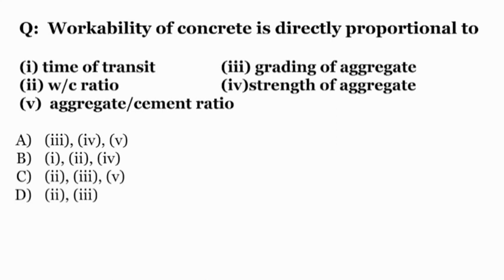Workability of concrete is directly proportional to: option 1, time of transit, that is not correct. Option 2, water cement ratio, that is correct. Option 3, grading of aggregate, that is also correct. Strength of aggregate, it does not depend upon the strength of aggregate, and aggregate cement ratio, workability is inversely proportional to aggregate cement ratio. The correct answer is water cement ratio and grading of aggregates.